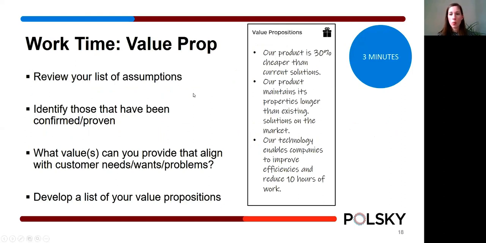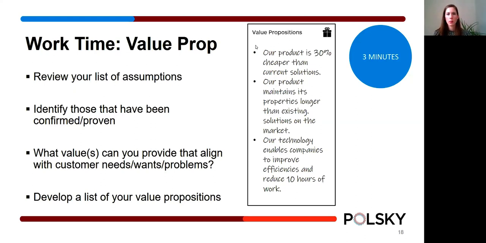With that in mind, I now want you to think about your own value propositions. Again, for those of you who were with us last week, this is a point in time where I would encourage you to pull up that list of assumptions that we gave you some work time to think about last week. For those of you who weren't able to join us and are just starting off, the assumptions, again, are those underlying hypotheses around your business model.